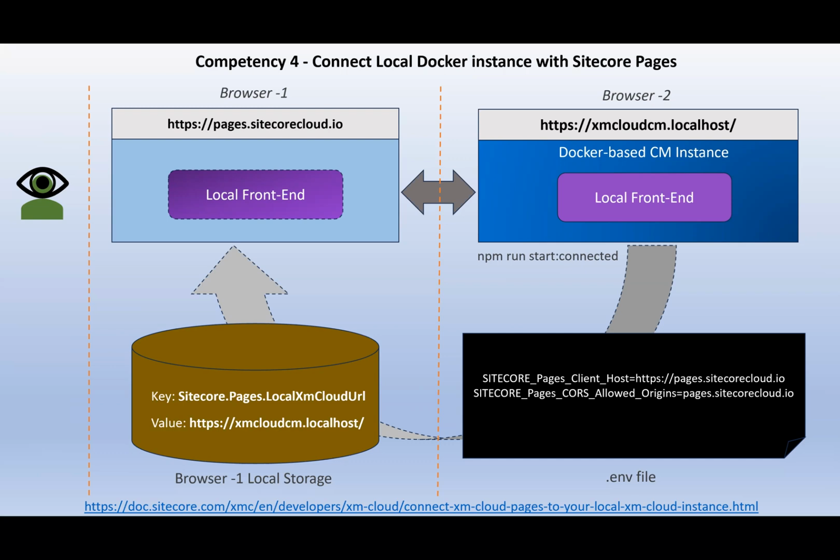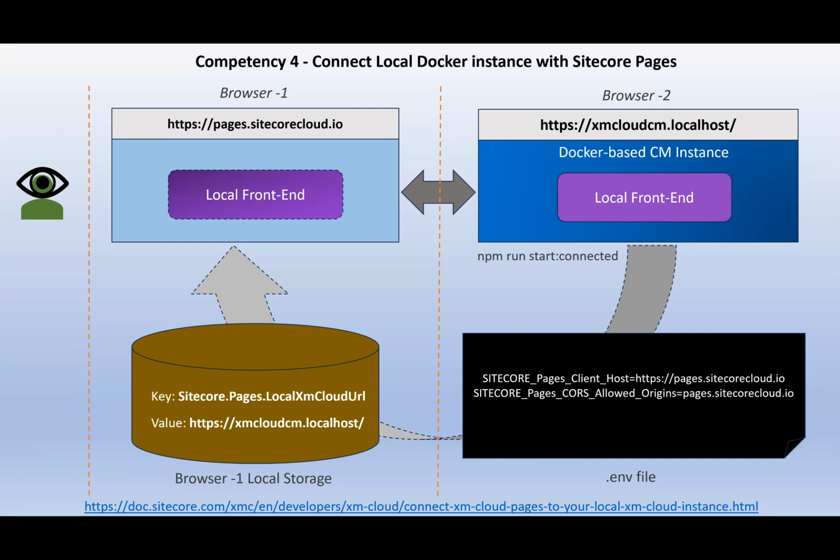What you have to do is open the pages.sitecorecloud.io URL, go to the local storage, and create a key, sitecore.pages.localxmcloud URL, under pages, Sitecore pages. You have to create this under local storage and provide a value of xmcloud cm.localhost, which is nothing but your local instance URL.